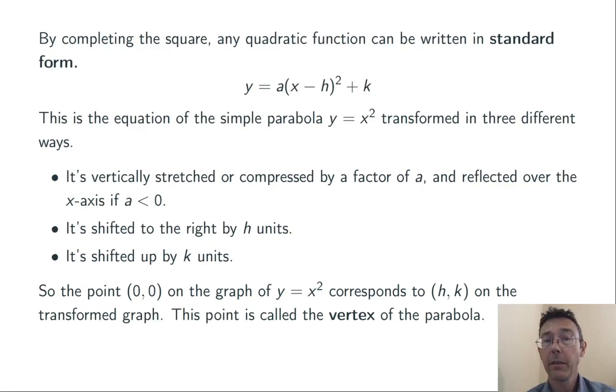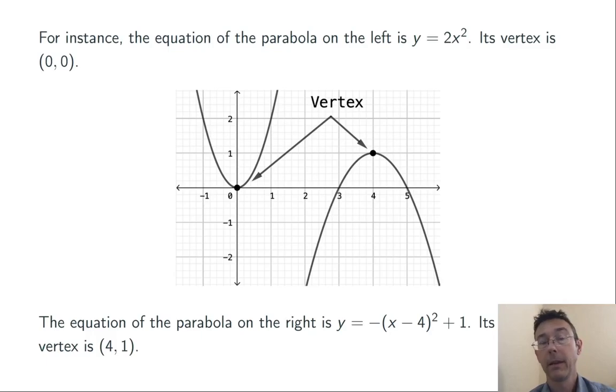In particular, if you take the point (0, 0) on that standard parabola y equals x squared, that's going to get transformed to the point (h, k) on the new graph, the graph of y equals a times (x minus h) squared plus k. So that point (h, k) is going to be called the vertex of the parabola. Here's an illustration. On the left, we have the graph y equals 2x squared. The vertex is (0, 0). And on the right, we have the graph y equals negative (x minus 4) squared plus 1, and that has vertex (4, 1). Notice that the vertex always corresponds to the extreme value on that parabola: the minimum if the graph opens upward, and the maximum if the graph opens downward.